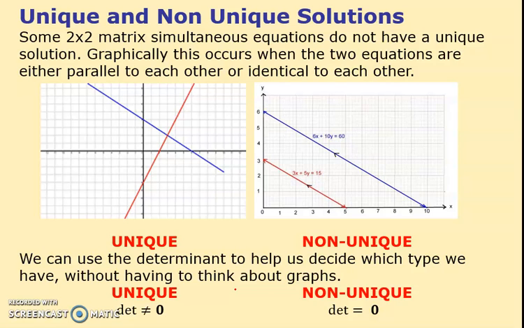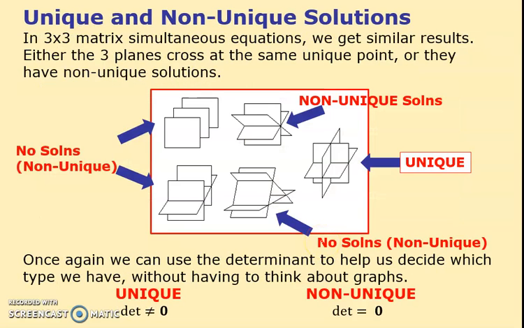Unique and non-unique solutions. We saw this last time with 2 by 2 matrices. You either get a unique solution or you get no solutions, and we describe them very often as non-unique. We also saw that you get 3 by 3 matrices, and they represent planes which cross or don't cross. And so here you can see they're all crossing at that one point. But now they're not crossing at all.